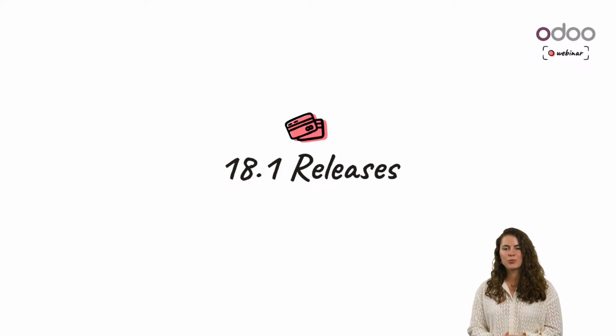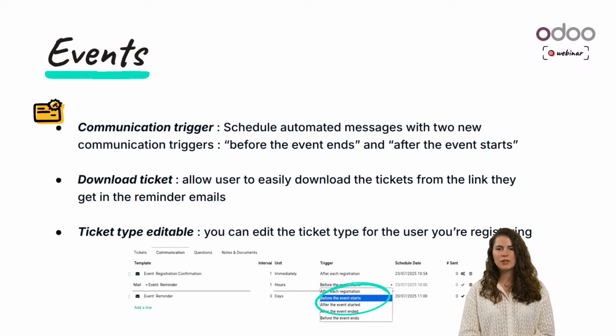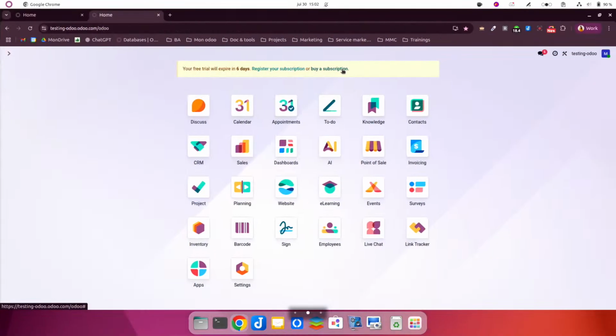First, the 18.1 release. Most of the features that came out with this release were about the event application, but also the CRM. With the event application, we had 3 new features. First, the communication triggers. Now we can schedule automated messages before the event ends and after the event starts. We can also easily download tickets from the reminder email that participants will receive, and we can edit the ticket type. So let me show you in Odoo what it looks like.